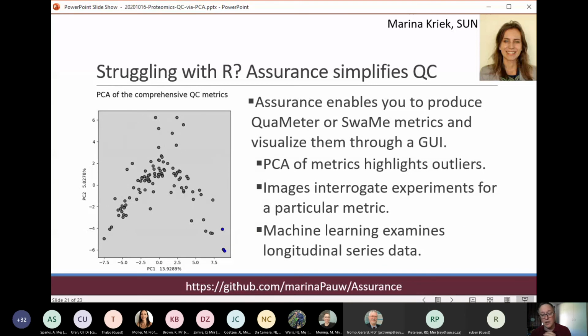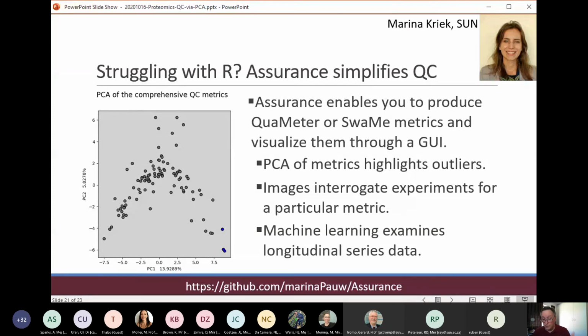So I was able to use a Quameter to generate a table of metrics from those files. We could then feed them to PCA and produce this image. So here, I didn't have to write up the PCA code myself. I could simply use Assurance to make that visualization for me. And it actually has quite a lot of nice extra features too.